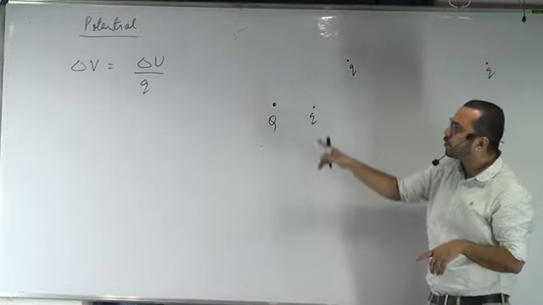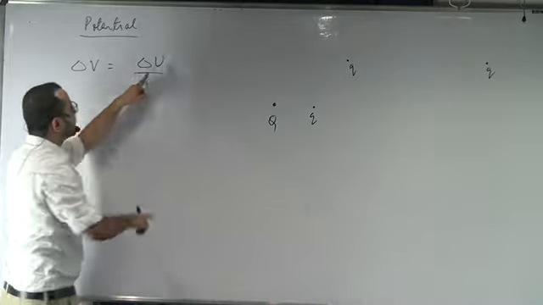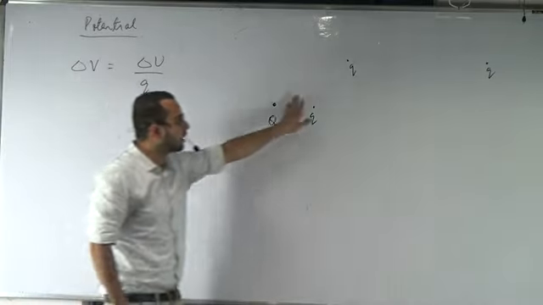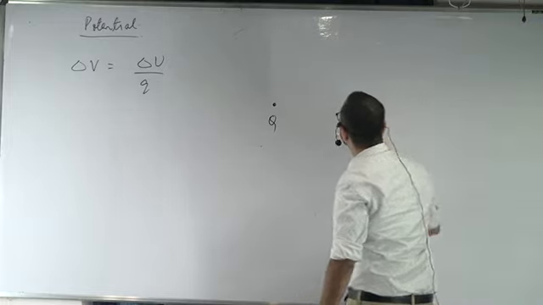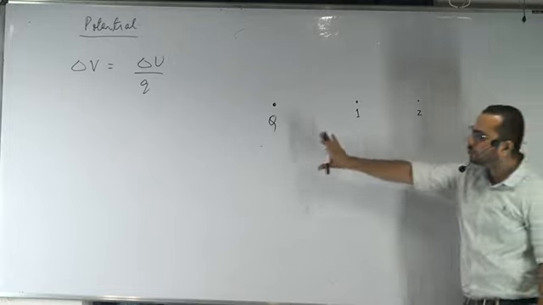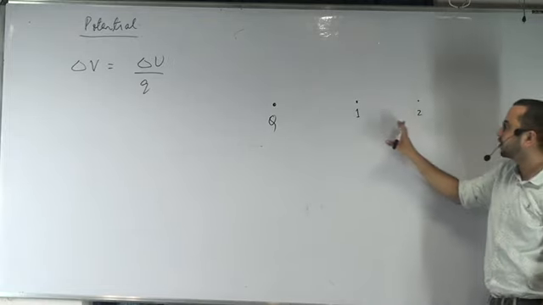So how do we measure potential? We measure potential by calculating the change in potential energy per unit test charge. Say this is point number 1 and this is point number 2, with only one charge over here. You want to calculate the change in potential from this point to this point.